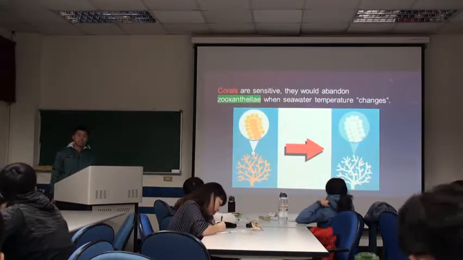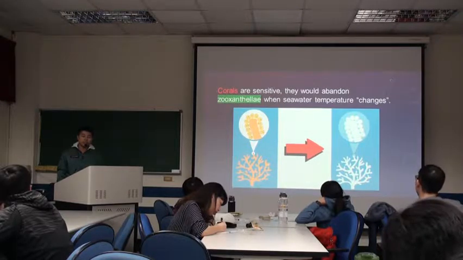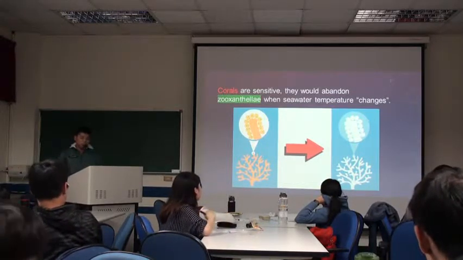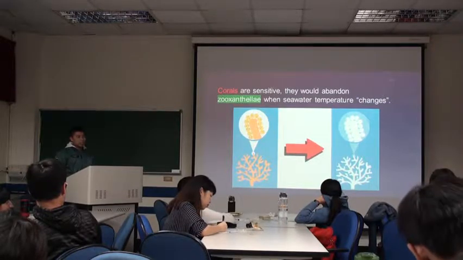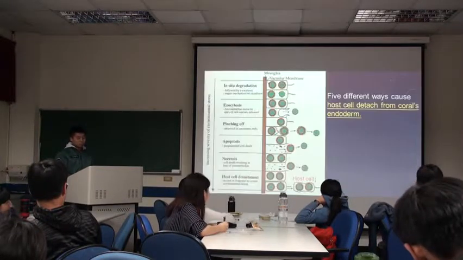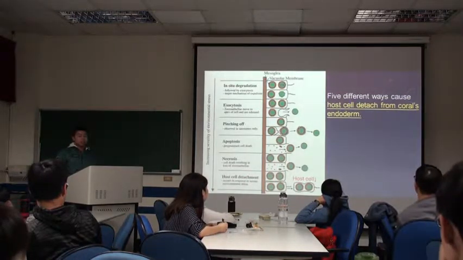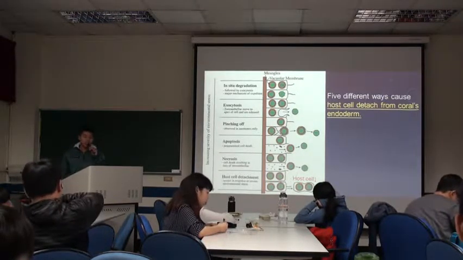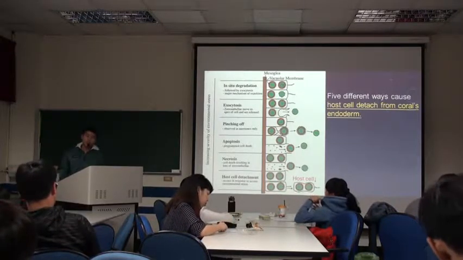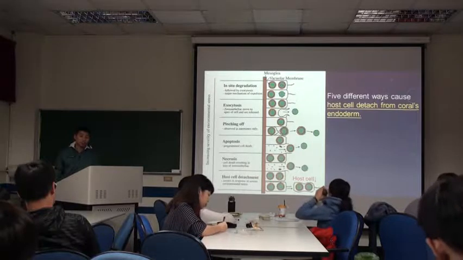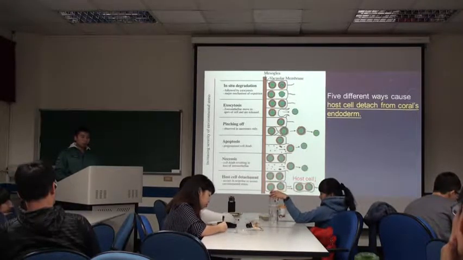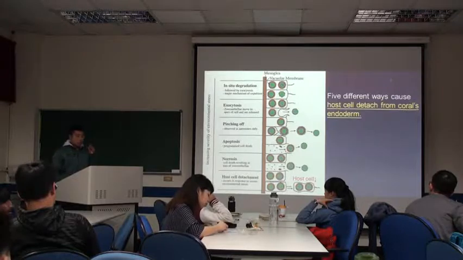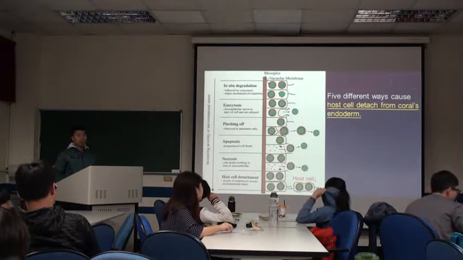But corals are sensitive. They would abandon zooxanthellae when seawater temperature changes. No matter whether seawater temperature is high or low, corals would release host cells to seawater. There are 5 different ways host cells detach from coral's endoderm, like exocytosis of host cell or bleaching of distal portion of host cell. Sometimes cells would undergo natural death, or cell death because of external factors. Finally, host cells detach from coral's endoderm.